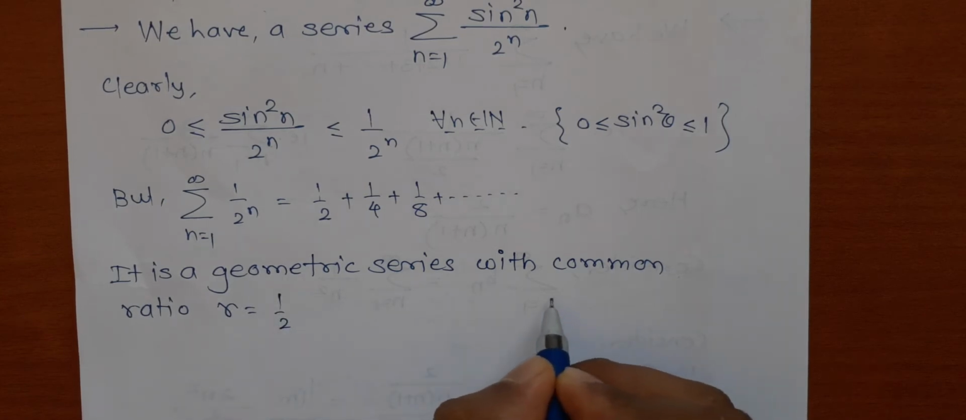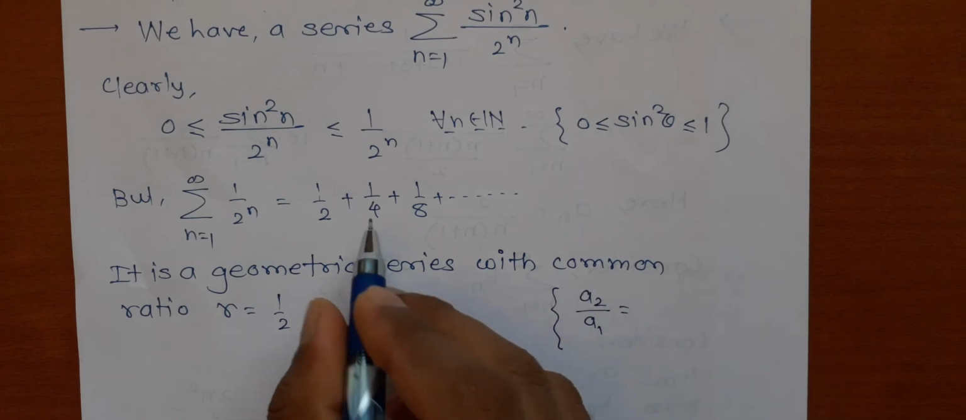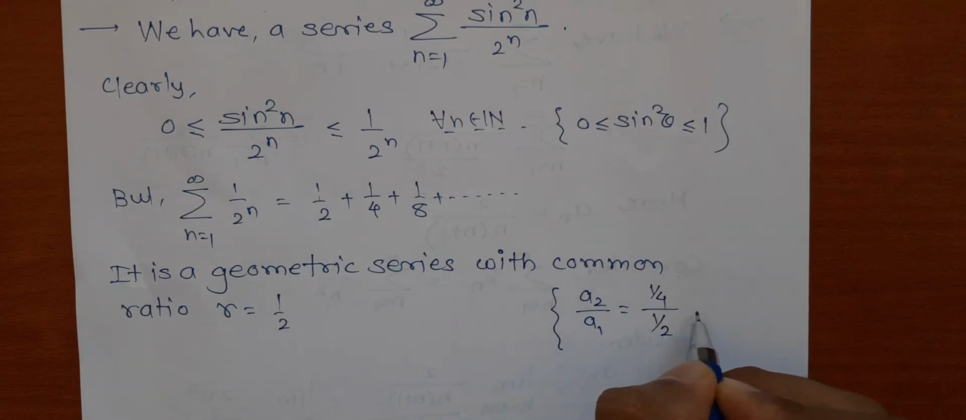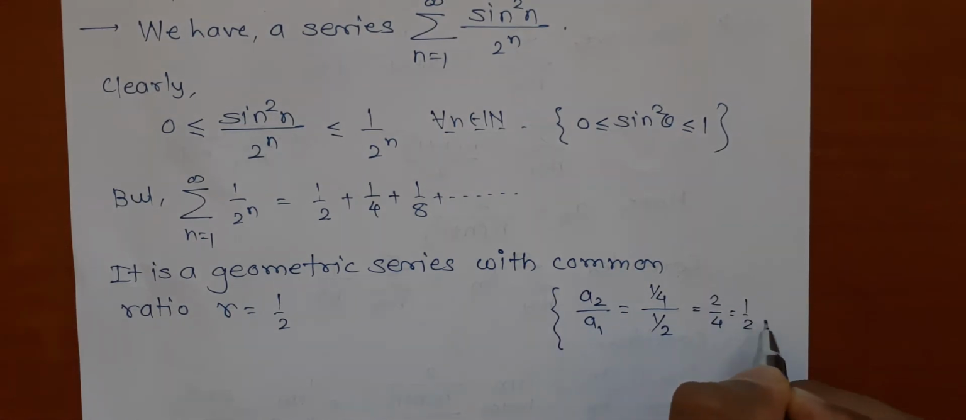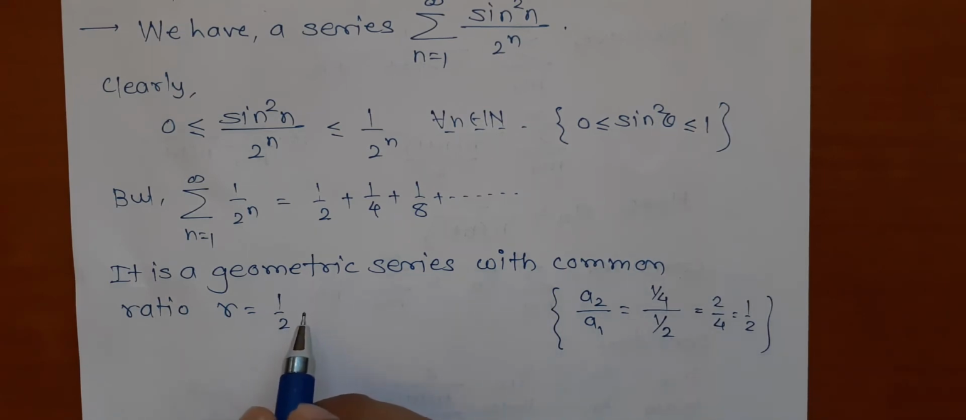Do you know how to calculate the common ratio? I will show you the simplest way. I will calculate a2 upon a1, where a2 means the second term and a1 means the first term. The 2 is in the denominator of the denominator, so we shift it to the numerator. Then you will have 2 by 4, which is 1 by 2. To confirm it, you can calculate a3 upon a2 also, but this is enough. So this is a geometric series with common ratio r equal to 1 by 2.